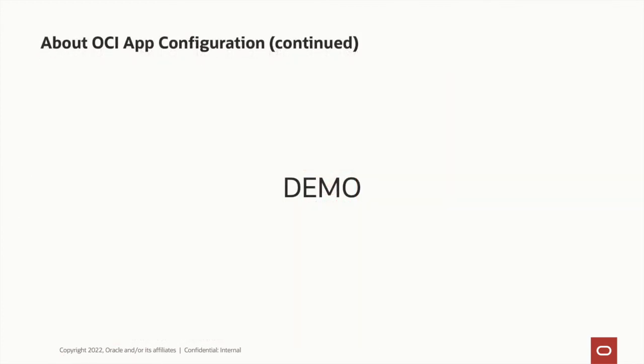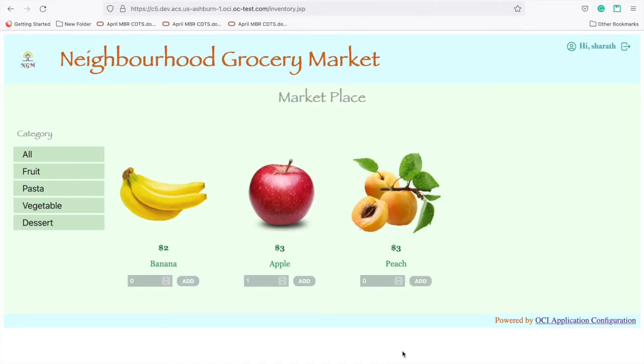Now, let's look at this with an example app. For this demo, we will consider this grocery shopping app that internally uses the OCI App Configuration service. If you observe closely, the Add to Cart buttons are all disabled and I'm not able to add anything to the cart right now. Let us see how this is defined on the OCI App Configuration service.